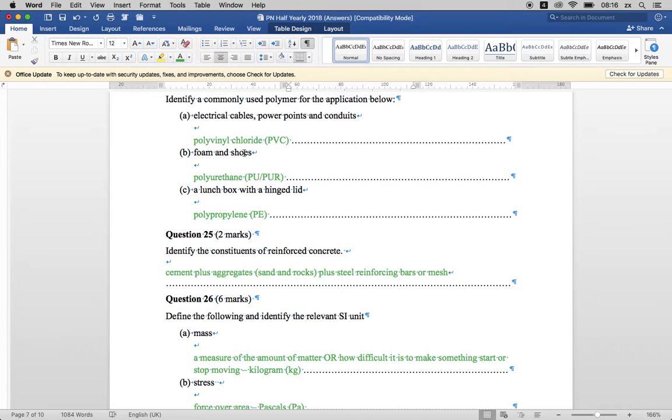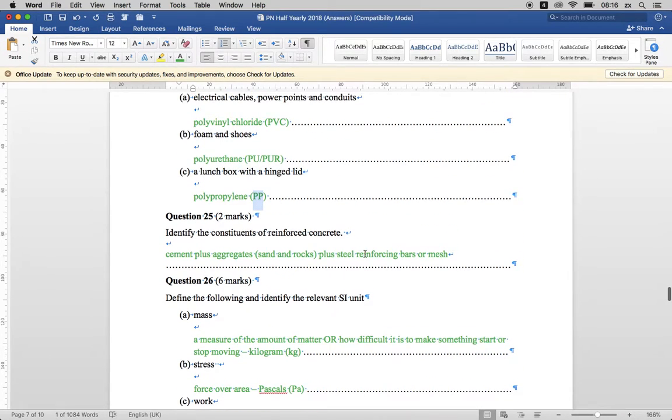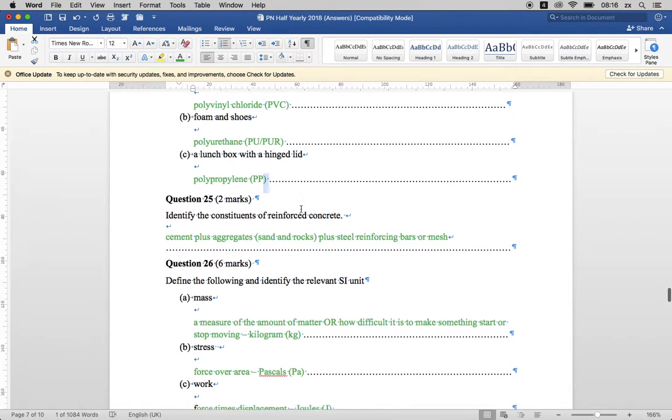Okay, and then we have a lunchbox with a hinged lid. I made this specific because there's only a few products that have living hinges, which means that the hinge can be opened and closed multiple times without it degrading. And that's polypropylene. Well, though I've written the wrong thing, polypropylene is PP. Some people wrote the numbers. PVC is 3, polypropylene is 5. I wouldn't give the mark for just the number. I tell you the numbers, not because they're testable, but because I think that's a way to help you to store that information. So polypropylene is the second most commonly used plastic after polyethylene.